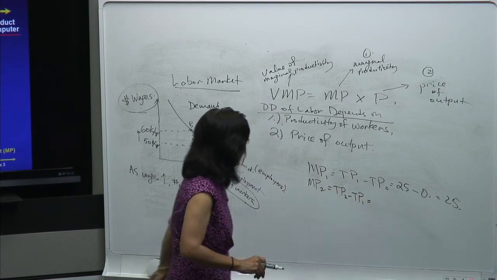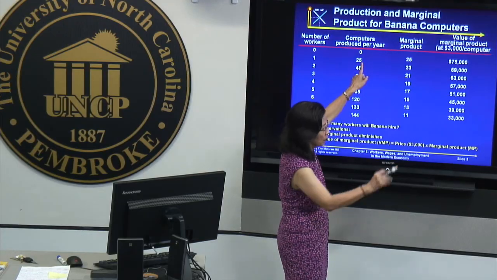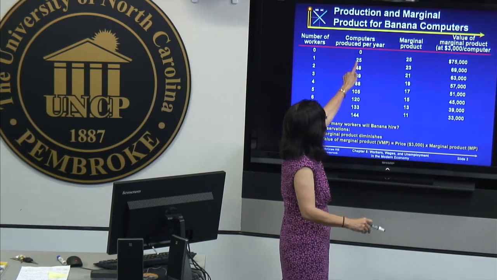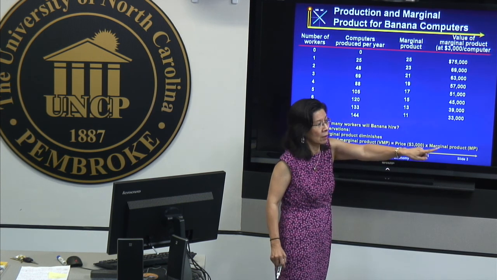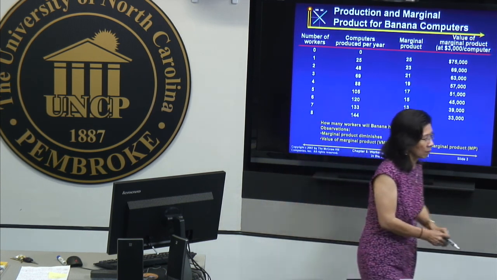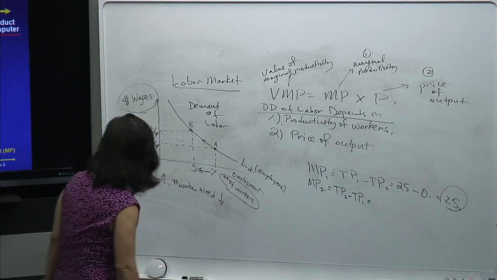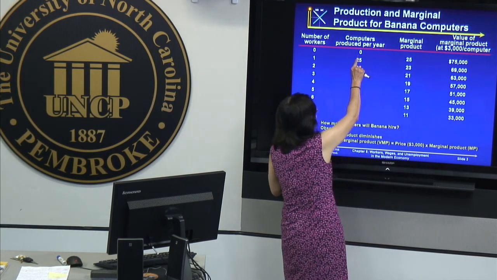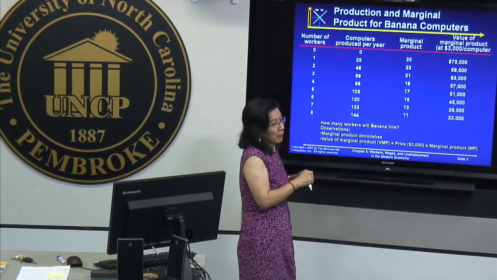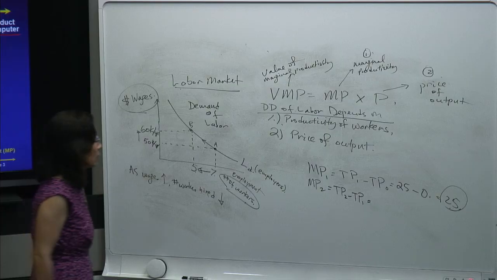So total productivity of 1 worker would be 25. Total productivity of 0 workers would be 0. So 25 minus 0 is 25. That's how you got that first 25, the marginal productivity of 1 worker. So you notice that 25 is between these 2 lines here, because that's how you derive it. You need the 2 sets of numbers to get that final set of numbers.